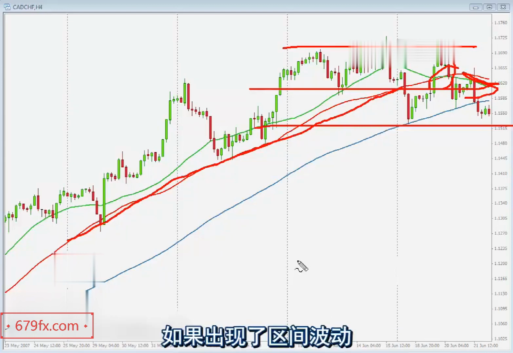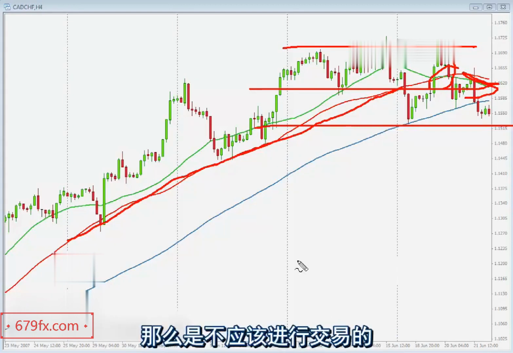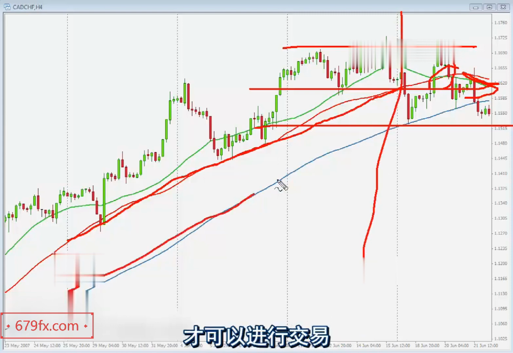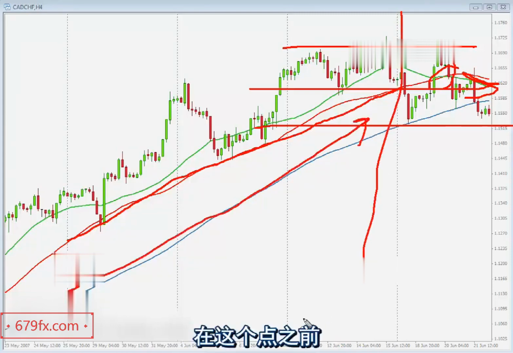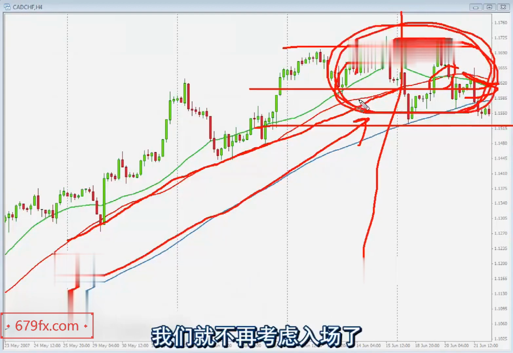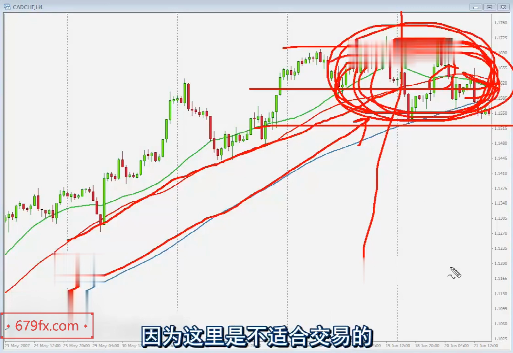If we are ranging, we don't want trades. Those are low probability trades. We only want trades on the trending part of the chart. All the way here we want to be searching for trades. At this junction of the chart, we no longer want to be searching for trades, because those are low probability trades.